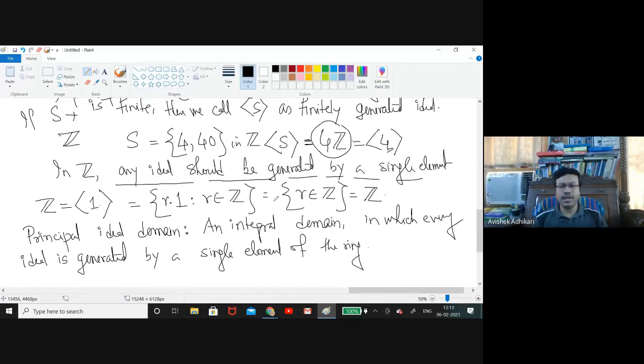As you understand, any ideal of Z looks like nZ, and nZ is nothing but the ideal generated by n. So any ideal is basically generated by a single element. As a result, Z is a principal ideal domain. We will talk about principal ideal domains in detail maybe after 2 or 3 classes. But for the time being, understand the ideal generated by a single element, by a finite number of elements, or by any non-empty subset, maybe in a ring with 1, maybe in a commutative ring, maybe without identity, and so on.